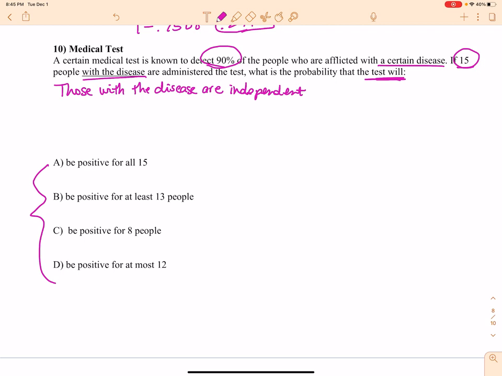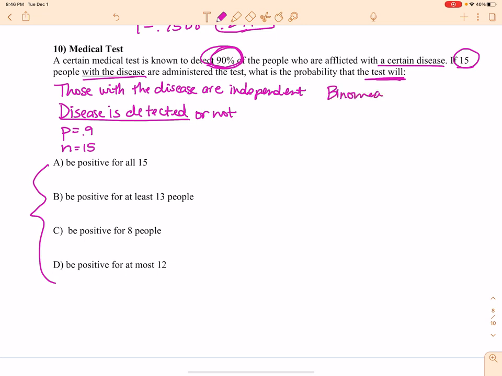Make sure you don't write that they have the disease or not, because I want you to notice that the 15 people involved in this all have the disease. I am just trying to see if the test is going to accurately show whether or not they have it. So my two categories here are that the disease is detected or not. And then, of course, P is going to be the probability the disease is detected, that's 0.9. And then N would be the 15 people involved here. So this is a binomial situation.